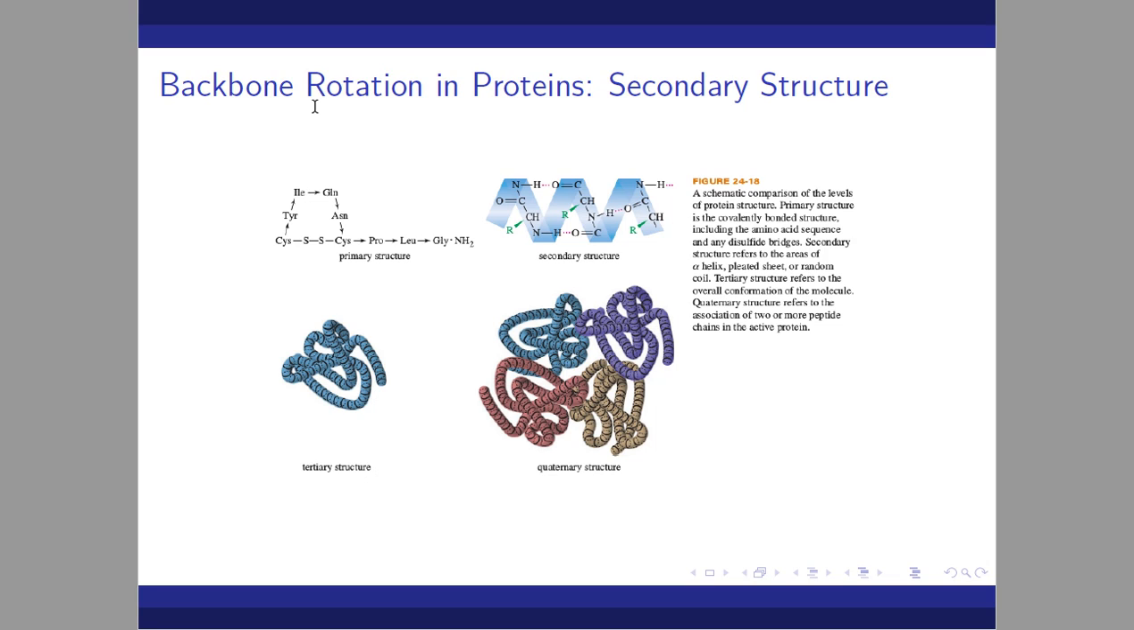Backbone rotation in proteins, the secondary structure. These are the secondary structures. You can see that if we cut this hydrogen bond, then this carbon can move around or rotate. But if we have the hydrogen bond, then it is fixed like in this figure.